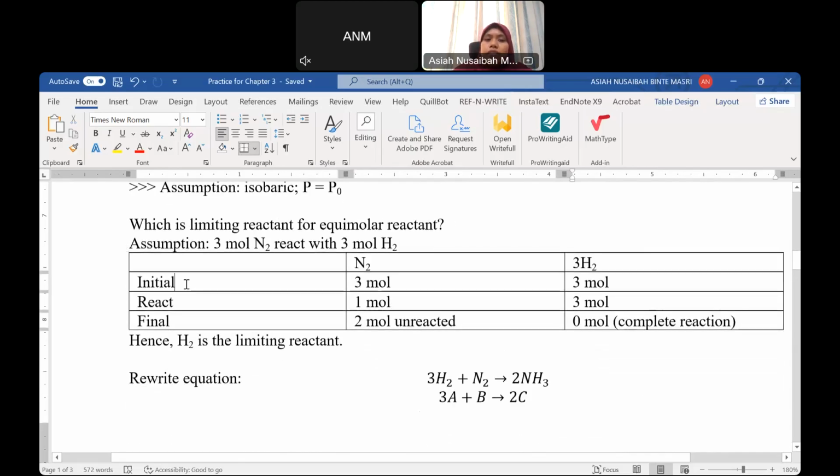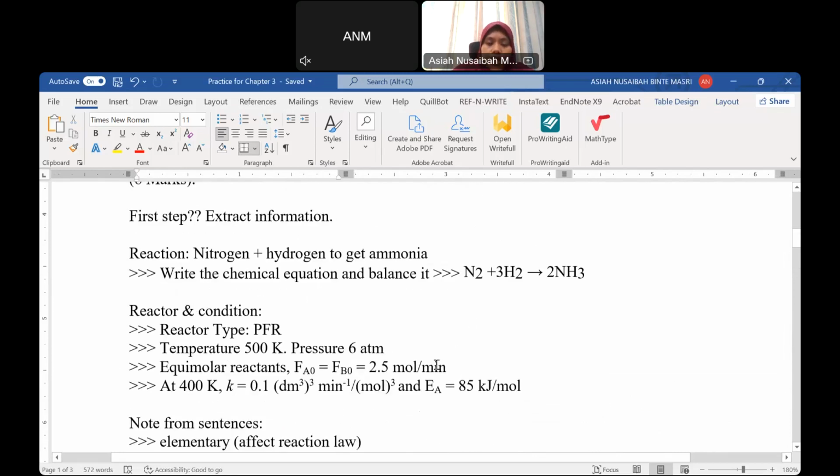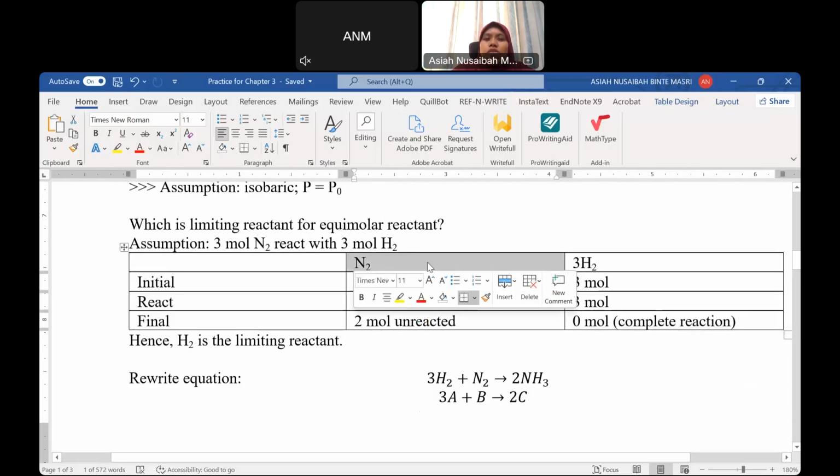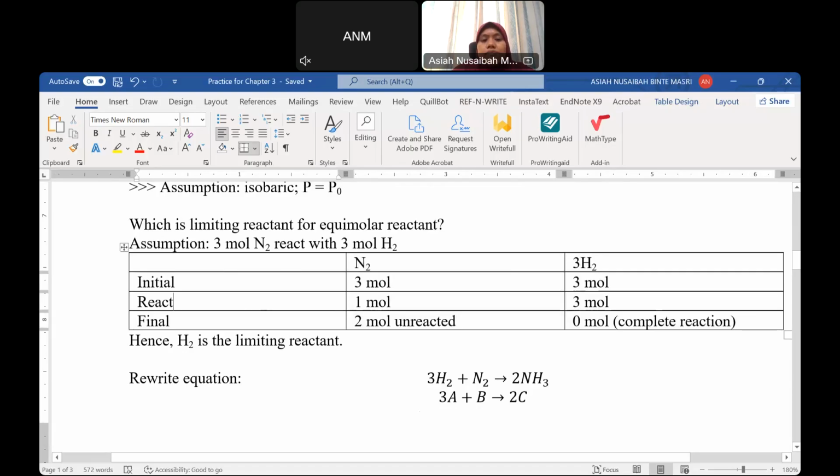So based on the equation, we have 1 nitrogen reacting with 3 hydrogen to get 2 ammonia. Initially, if it's equimolar, we assume that it's not 2.5 because that's hard to calculate, so I'll just assume it's 3. This is for assumption purposes, just to find the limiting reactant. So initially, let's say 3 nitrogen reacts with 3 hydrogen. So 1 nitrogen reacts with 3 hydrogen. How much reacted? 1 mole of nitrogen will react with 3 mole of hydrogen.